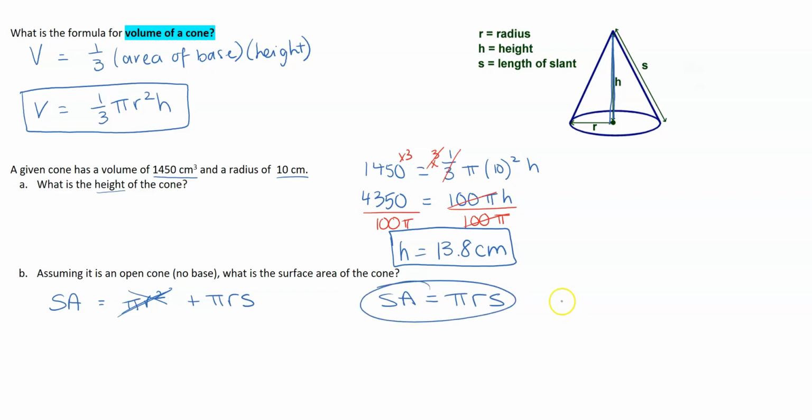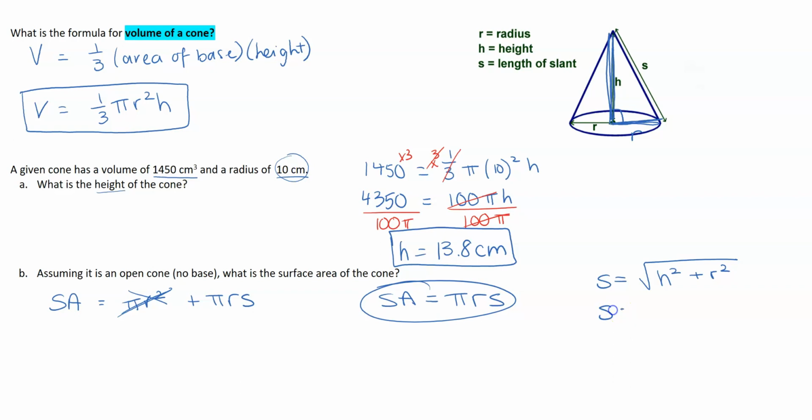Now we know the radius in the question was 10 centimeters, but we don't know what s is. We can use our height to help us. So the slant height, if you remember, we can get by using Pythagoras theorem, and it's always going to be the square root of the height squared plus the radius squared. Okay, and we can see that because if we draw a right angle triangle here, the height of the triangle is h and the base of the triangle is our radius.